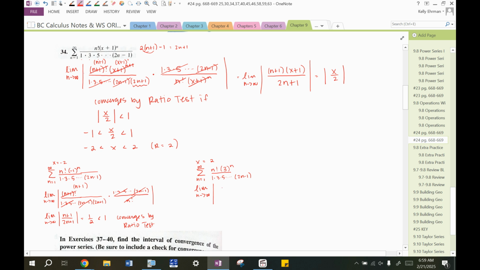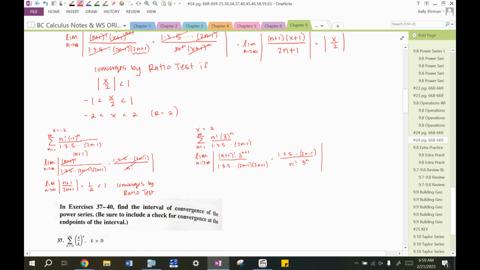So the limit as n approaches infinity of n plus 1 factorial times 3 to the n plus 1 over 1 times 3 times 5 times 2n minus 1 times 2n plus 1, times 1 times 3 times 5 times 2n minus 1, over n factorial times 3 to the n. All right, so all this good stuff cancels out. We still have this 2n plus 1. n factorial and n plus 1 factorial leave us with n plus 1. 3 to the n plus 1 means we've got a 3 to the first. So cleaning it up a bit, I've got n plus 1 times 3 over 2n plus 1.